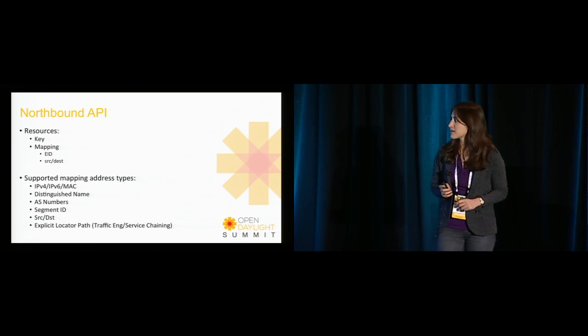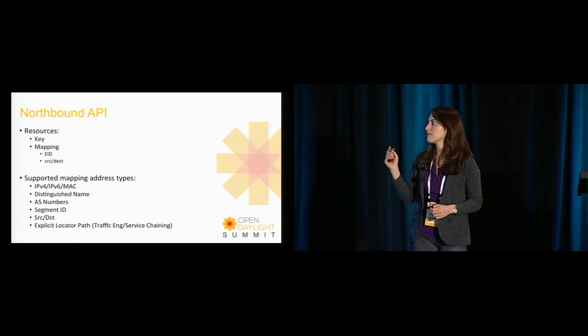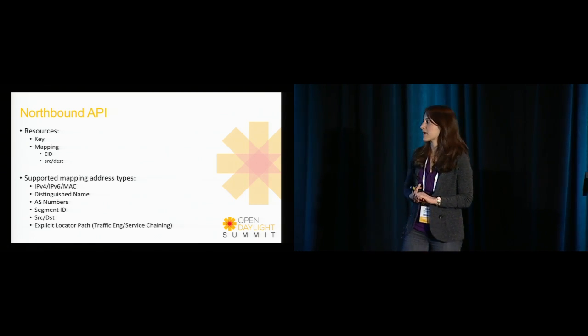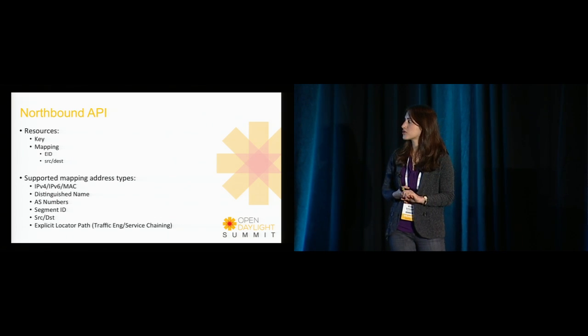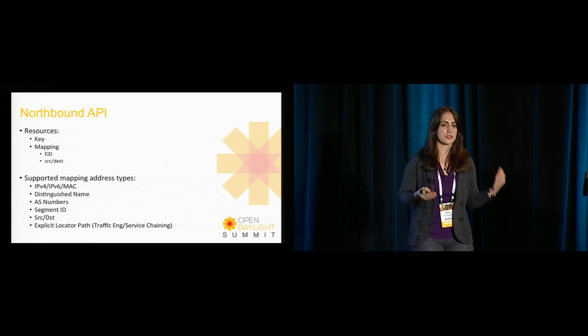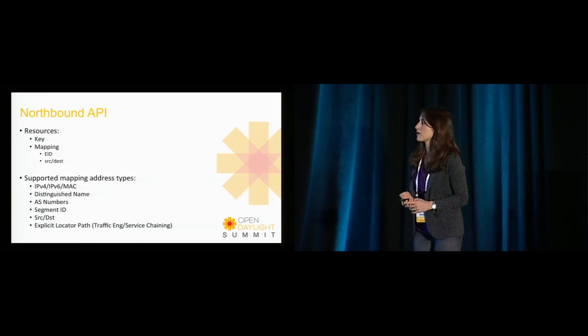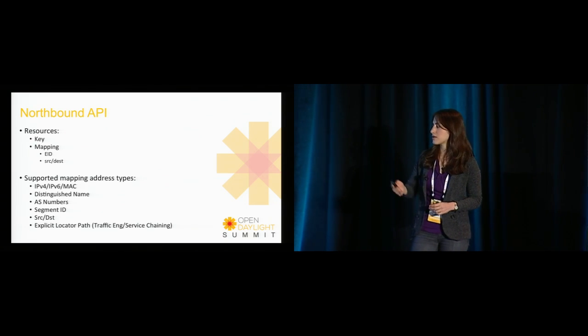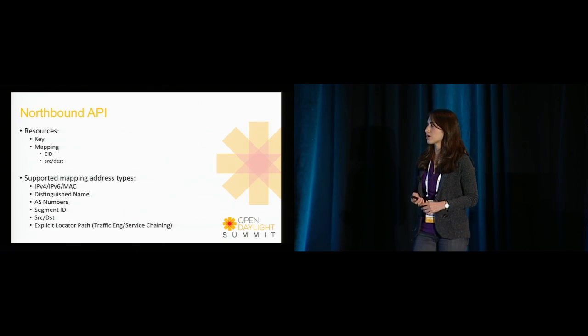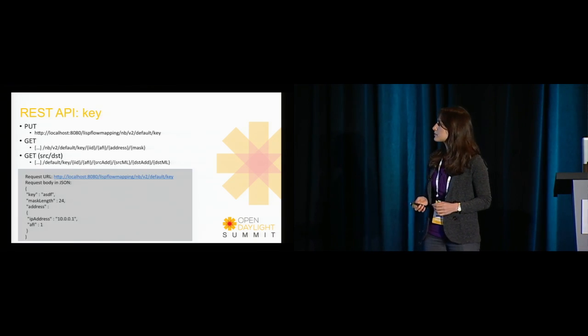Okay, so going back to the address types. We have IPv4, IPv6, and MAC addresses supported. We have distinguished name, AS numbers, segment ID, which is the multi-tenancy kind of, or tunnel key equivalent, the source-destination key as we discussed, and then the explicit locator path or this traffic engineering policy.